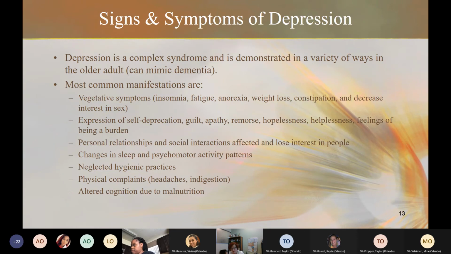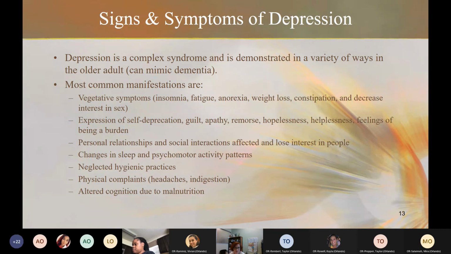Okay, so again, vegetative symptoms, no interest in sex, those types of things. Of course, there are the expressions of what the patient feels like: they're guilty, they're remorseful, they're hopeless. Those types of feelings can also be common manifestations of depression. They lose interest in other people. Their personal relationships go down. They don't like to talk with anybody, and so they have no interest in other people at all.